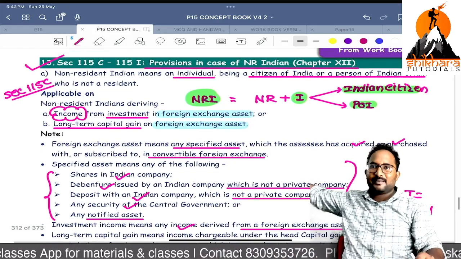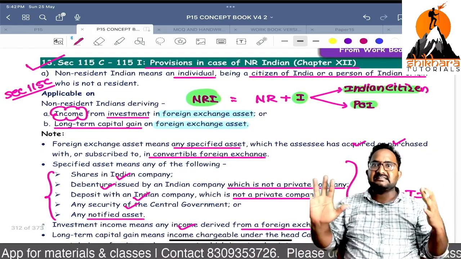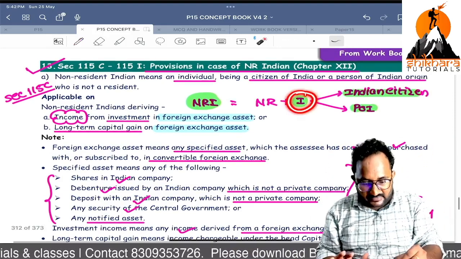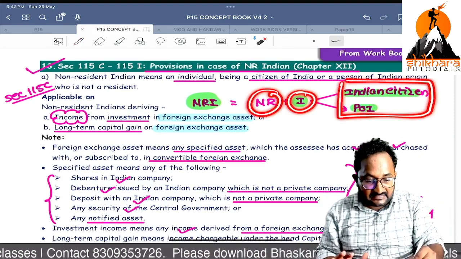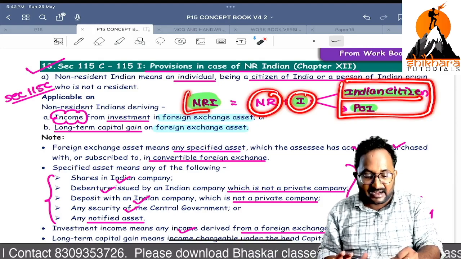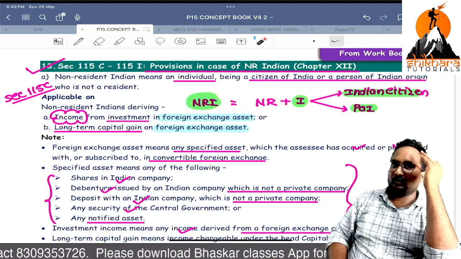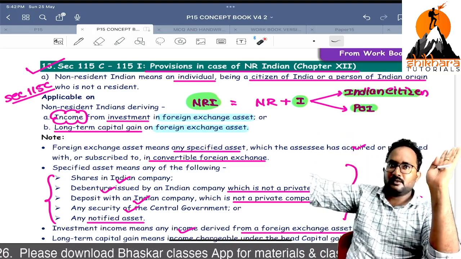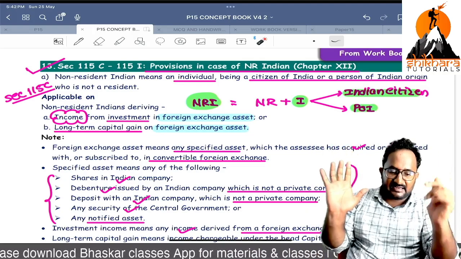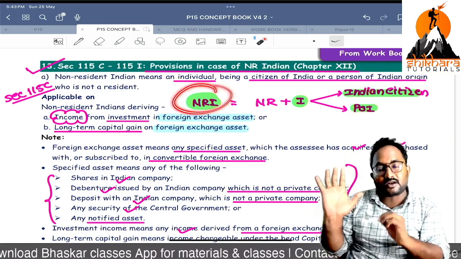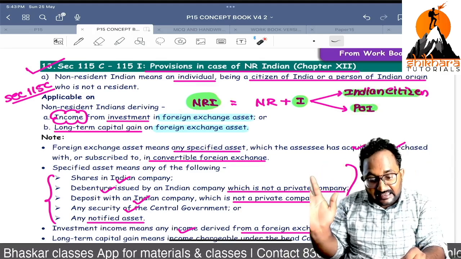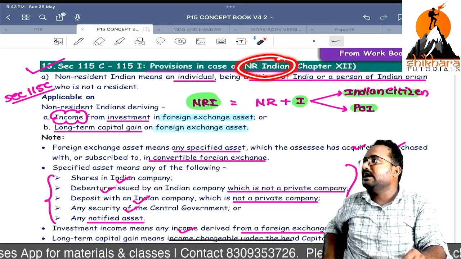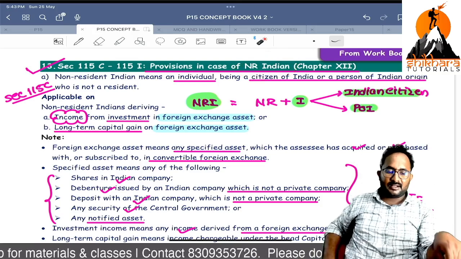I told you already, non-resident is a residential status. If an individual is a non-resident, and that individual is an Indian citizen or person of Indian origin, we can call him an NRI. For example, one person settled in USA, your relative only. He is an individual, yes. But he is an Indian citizen and person of Indian origin. That person we can call a Non-resident Indian. This status should be given only for whom? Individual only.